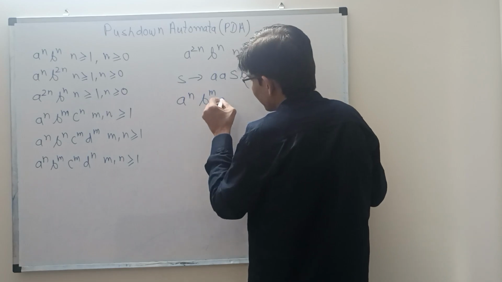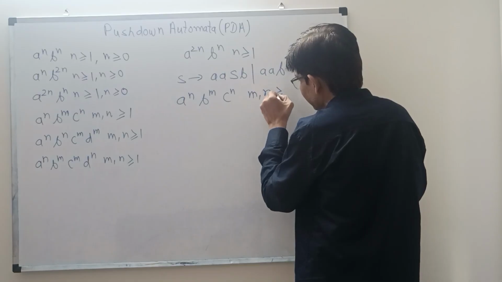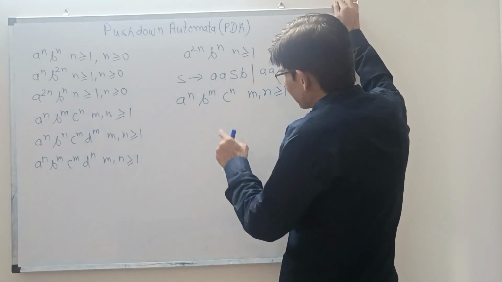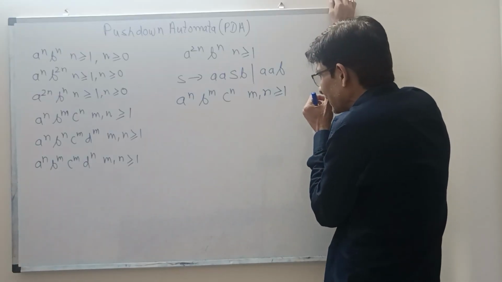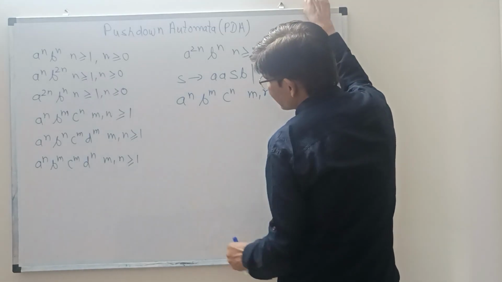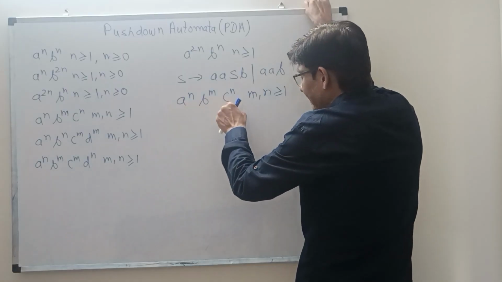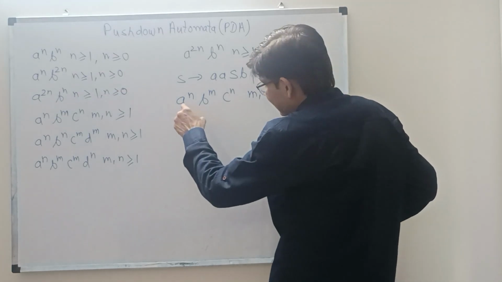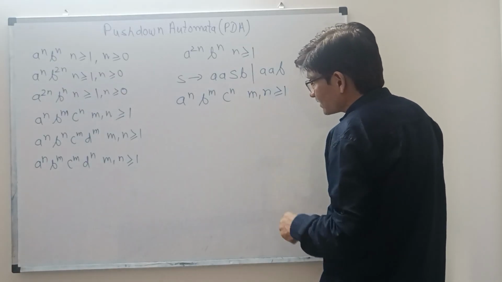Now the next language we can have is a^n b^m c^n, where both m and n are greater than or equal to 1. So in this particular language we can have the minimum string as abc, because both m and n will have at least 1. So now you can see we have to make a relation between the number of occurrences of a and the number of occurrences of c. So we need to make sure that if we are generating a in any production, then we will also generate one c in the same production.